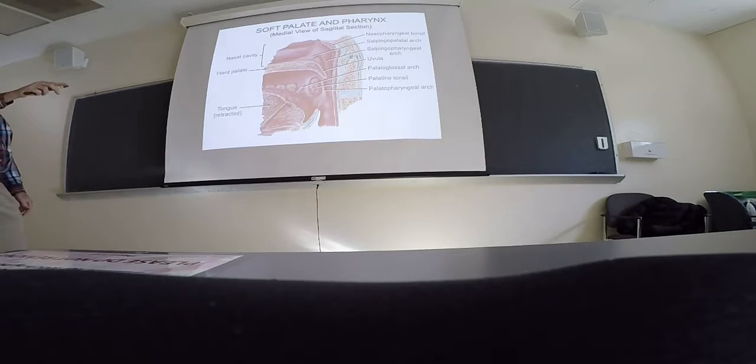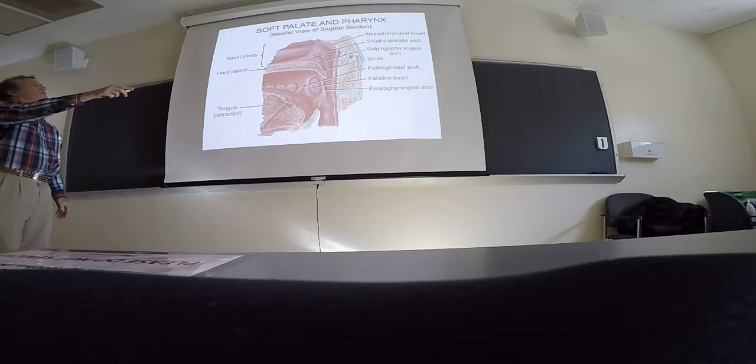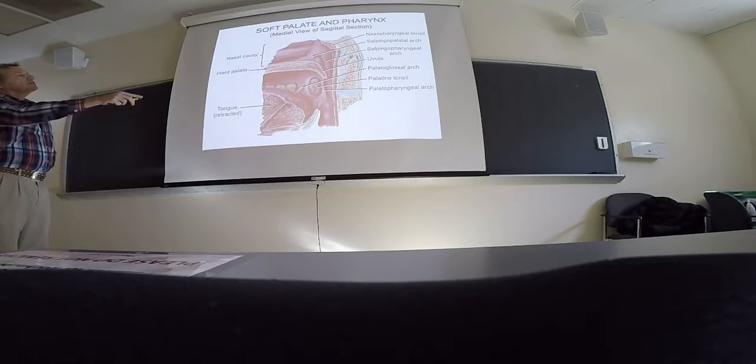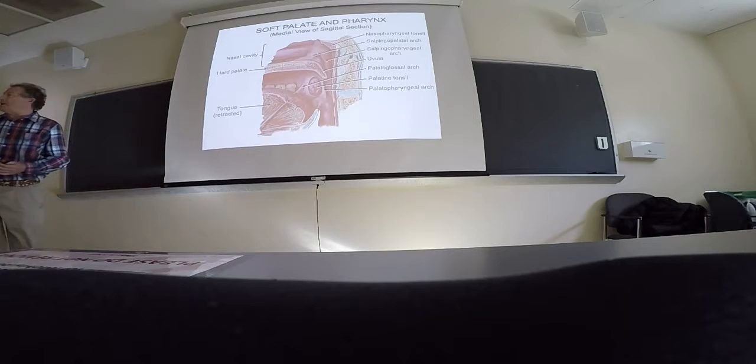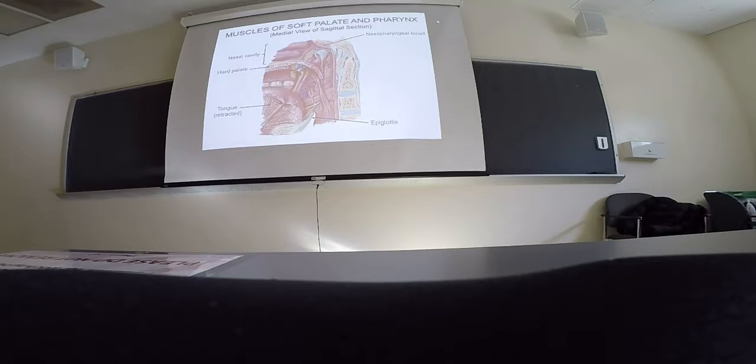So the salpingopharyngeal arch goes from the tube, salpingo, the eustachian tube, into the pharynx. The palatoglossal arch goes from the soft palate to the tongue. The palatopharyngeal arch goes from the soft palate to the pharynx. And in this case, they're surrounding the eustachian tube. In this case, these arches are surrounding the palatine tonsil. And then way down there, we have the epiglottis.